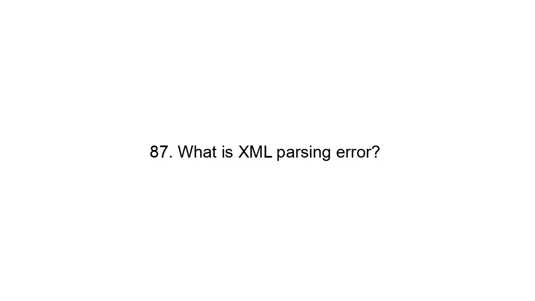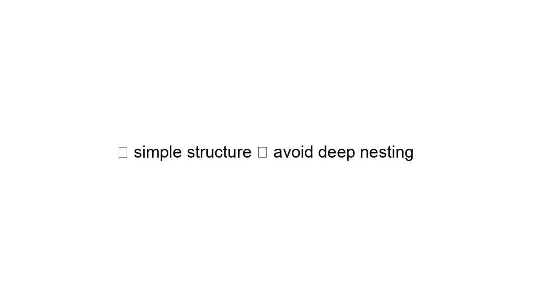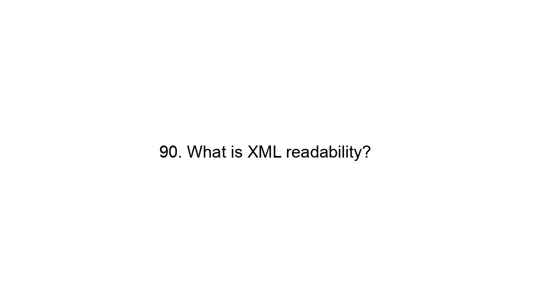87. What is XML parsing error? Invalid structure or encoding. 88. What is XML namespace URI? Unique identifier for namespace. 89. What is XML best practice? Avoid deep nesting. 90. What is XML readability? Human readable structure. 91. What is XML verbosity issue? More tags than JSON.